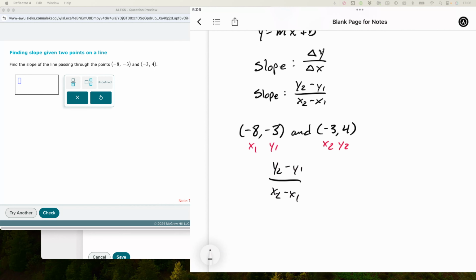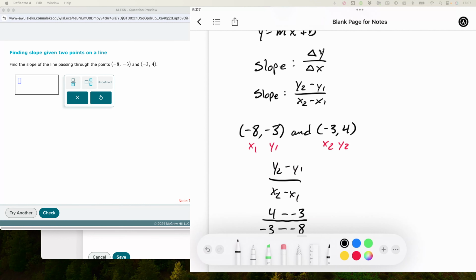When you copy the formula, make sure that when you go to set it up, you put the minus signs already in there so you don't make a silly mistake. 4 minus -3, that's where people would make a mistake. They would accidentally write 4 minus 3 instead of 4 minus -3. And similarly here, people would end up with -3 minus 8 instead of -3 minus -8. Those two negatives are going to turn into a positive in both of those instances.